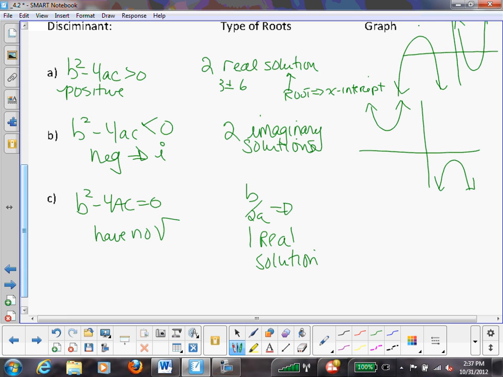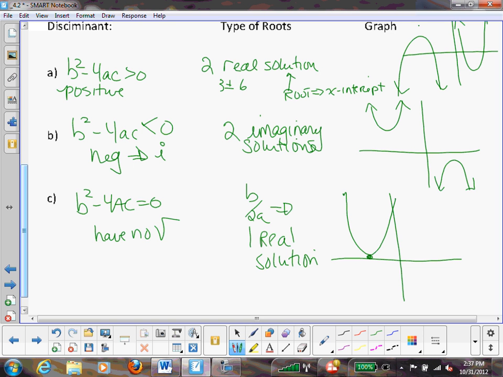And if I have only one real solution, that means my graph is going to bounce. It's going to touch it in one spot and then go back down. It's not going to clearly cross it and come back up on another side. So you need to know this. You'll see this on a quiz or a test. Okay?